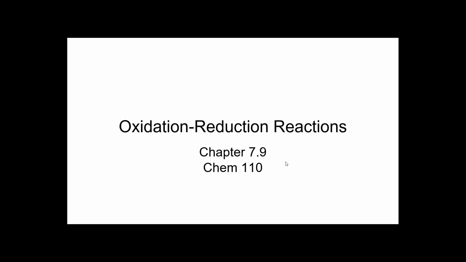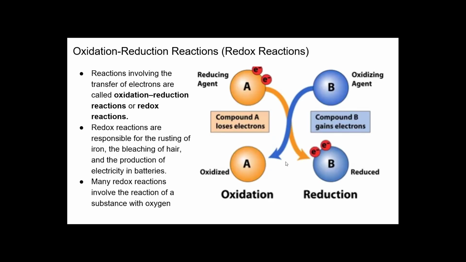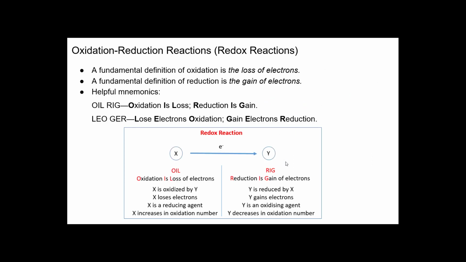I don't even think that if I didn't have to produce it for you guys, I probably would. So, oxidation-reduction reactions. You should be pleased because once I cover this, it's confusing. This is transfers of electrons. Reactions involving transfer of electrons are called oxidation-reduction reactions, or in short, redox reactions. Redox reactions are responsible for the rusting of iron, the bleaching of hair, the production of electricity in batteries. Many involve the reaction with oxygen, but not all.